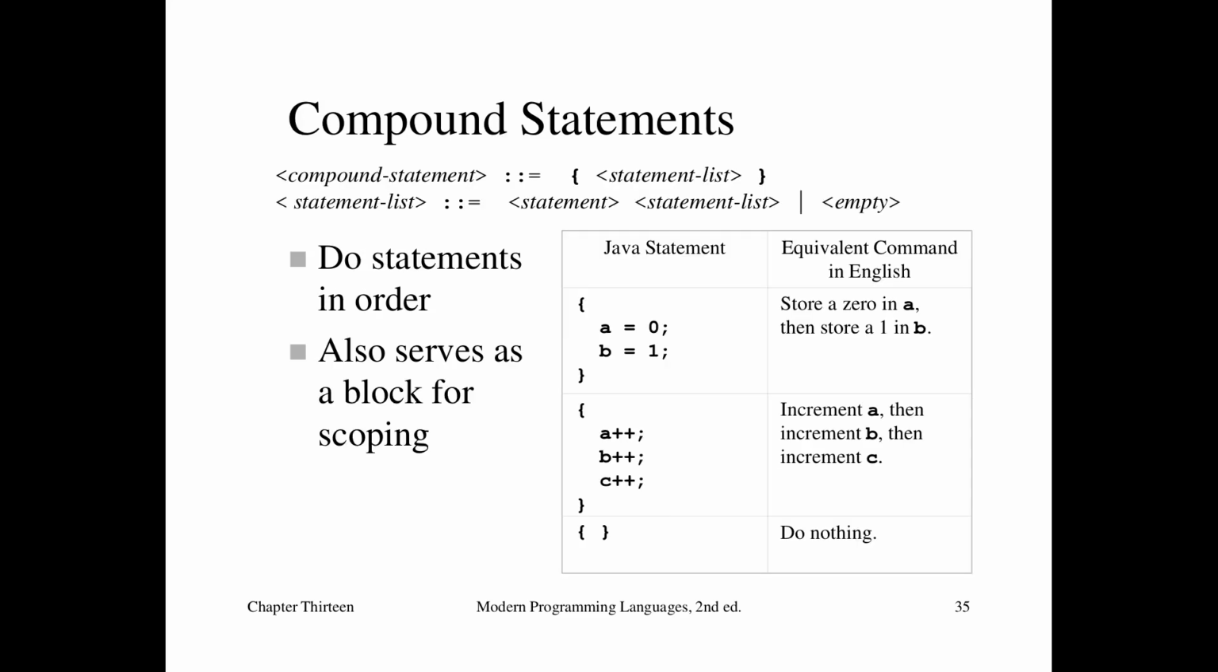Compound statements. Compound statements are any list of statements that are inside of curly braces. A statement list is simply a statement followed by a statement list, or nothing. You can have what's called an empty statement, where it's just nothing.